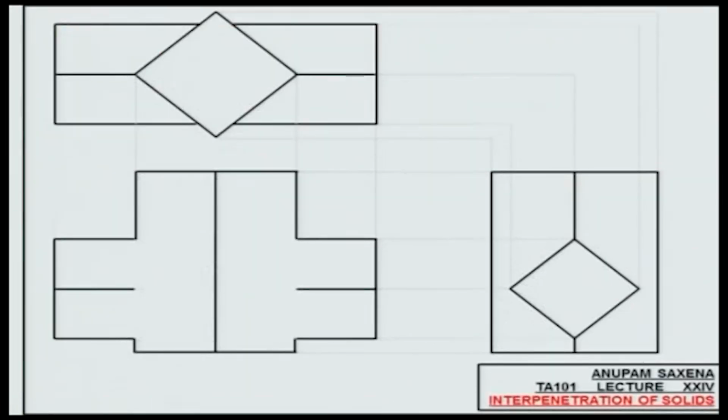All right. Another example. And I'll give you a slightly different angle to solve this. So this is the example of determining the intersection between two prisms, two rectangular prisms. One is vertical, the other one is horizontal. Okay?